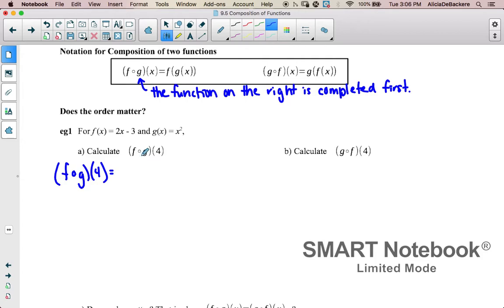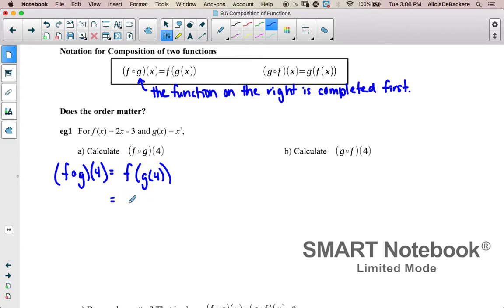It's not on the bottom or at the top. It's right in the middle of f and g, just like where you would write a times sign or a plus sign. So this is the same as f of g of 4. And so what that means is first we're going to figure out what is g at 4, and then we're going to put that answer as the input into the f function.